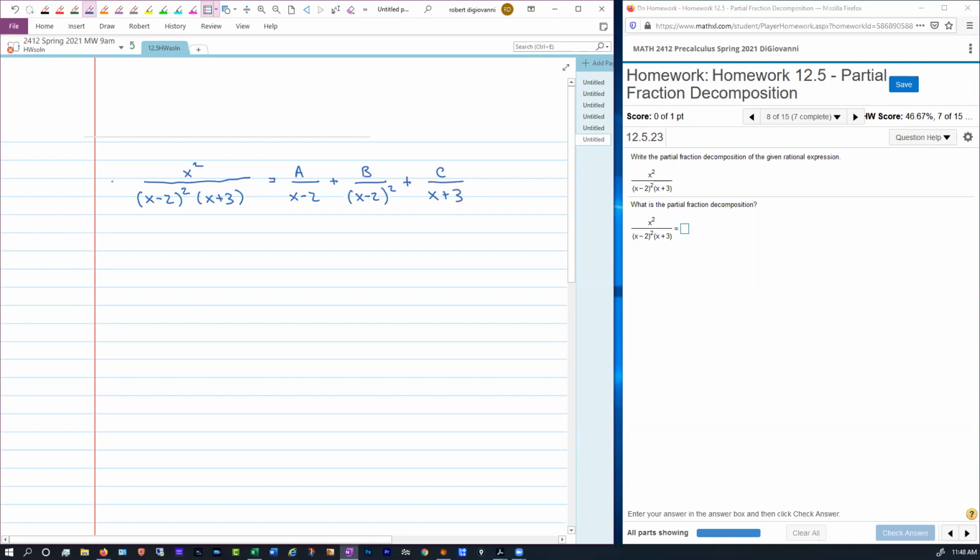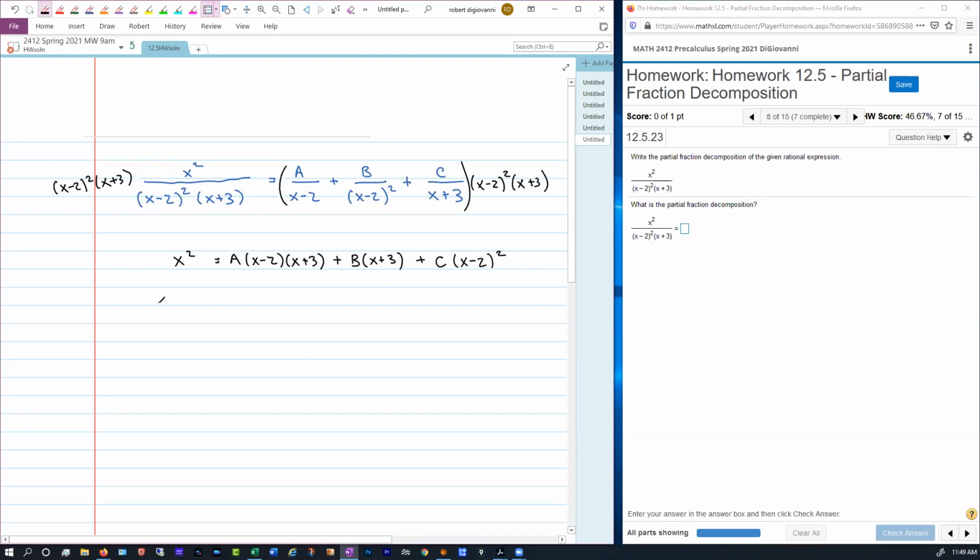And now we'll clear fractions. So I multiply the left and right hand sides by x minus 2 squared times x plus 3. All right, if we do that, we should get x squared on the left. On the right, let's see, the a will still be there. I lose one of the x minus 2's, but not both of them. I still have x plus 3. Then on the second one, I still have the b there, and the x minus 2 squareds cancel, so I still have x plus 3. And then on the last one, the c is still there, and I also have the x minus 2 squared.